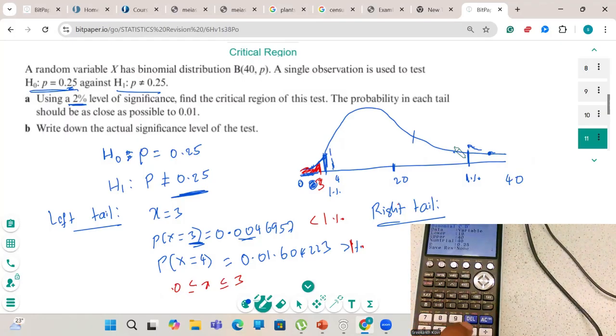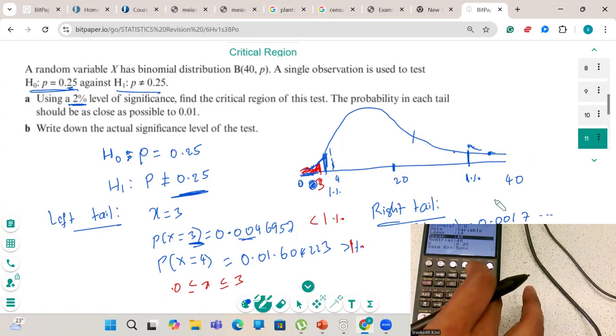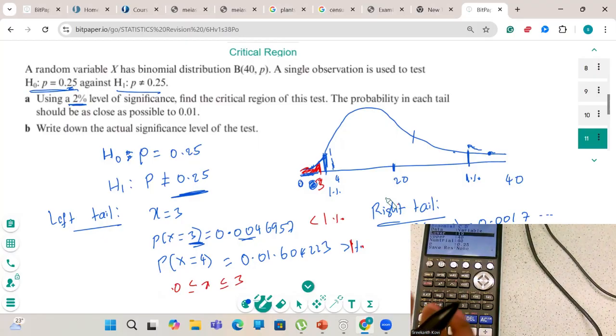To go the left side, we will change the starting value. Maybe I'll take 19. So P of x equal to 19 is equal to 0.0017 and so on. Still, this is smaller. I'll change this value. I need bigger probability. I'll check with 18. 18 is a bit better. So P of x equal to 18 is equal to 0.004. Still, I need bigger value. Maybe I'll check with 16. P of x equal to 16 is 2.6%.